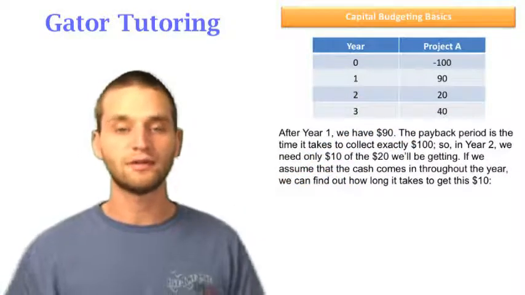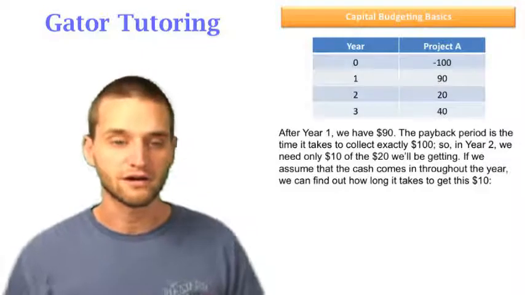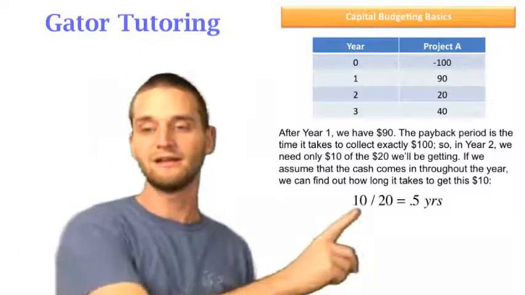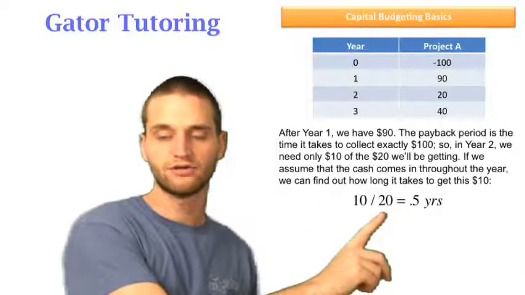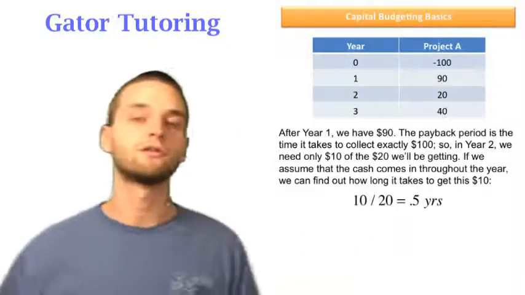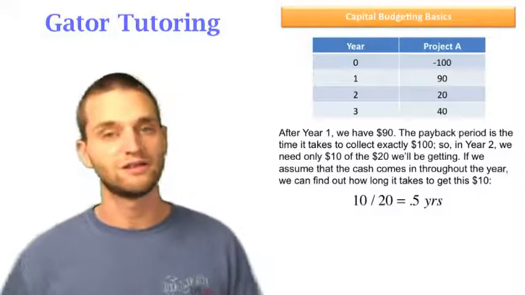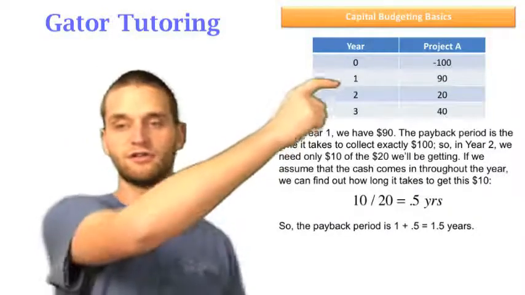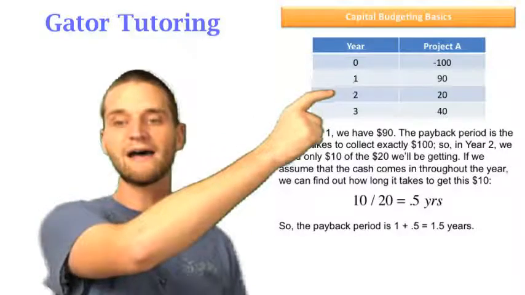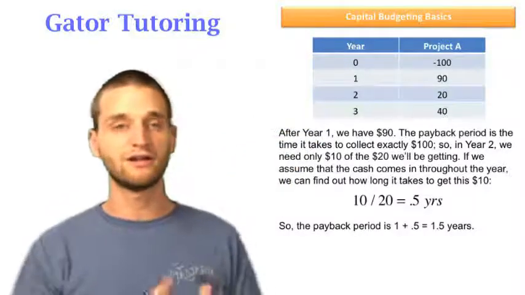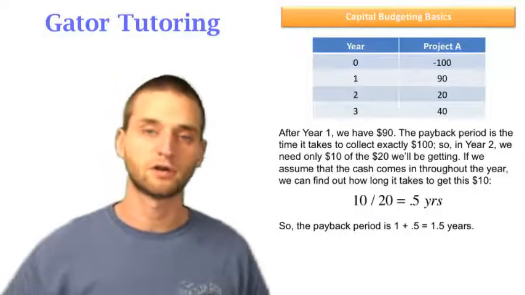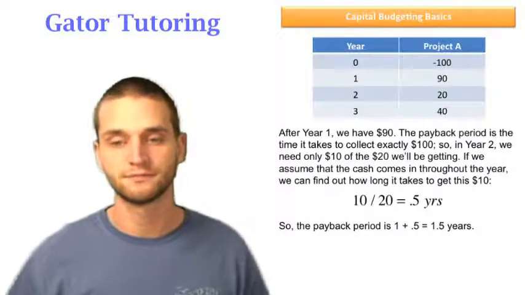So if we assume that the cash comes in throughout the year, we can find how long it takes to get this 10. We just divide the 10 that we need by the cash that's actually generated in that year, and we can see it'll only take us half a year to accumulate that $10. So the payback period is the first year it took to get the 90 plus half of the second year it took to get the $10, which is 1.5 years total. So it takes 1.5 years for this project to pay back its initial investment.